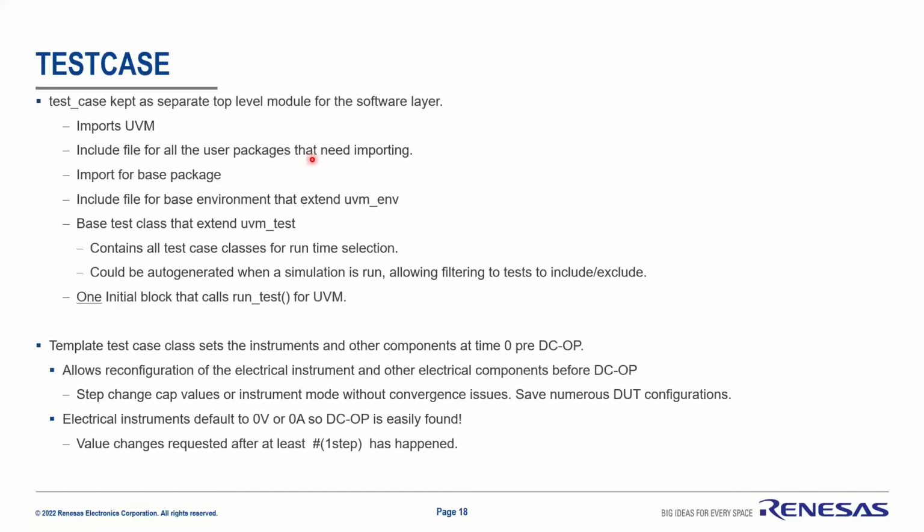We set all the electrical instruments to be 0 volts or 0 amps, so a DC operating point is found easily. And so on the designs I'm dealing with now, where you've got maybe 500,000 transistors, my DC operating points are taking about 30 seconds, because I'm not causing issues by having anything non-zero. Then all we do is we make sure that we consume some time before changing the values. So that's using the one step.